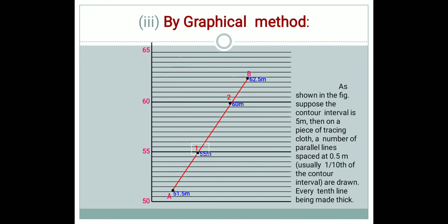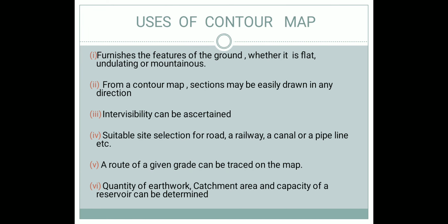Next is the graphical method. The figure shows a contour interval of 5 meters on a piercing tracing cloth, and a number of parallel lines are placed at 0.5 meter. We can see that every 10th line is made thick to ensure that there is a change in elevation. So these elevation points will be helpful in drawing the contours. So this is how we interpolate contours.